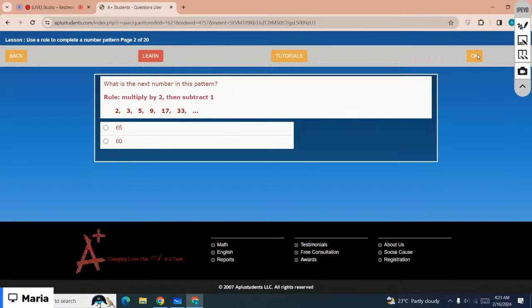What is the next number in this pattern? Multiply by 2 and then subtract 1. So which is the correct option? You have to multiply by 2 and then subtract 1. So which is the next one?